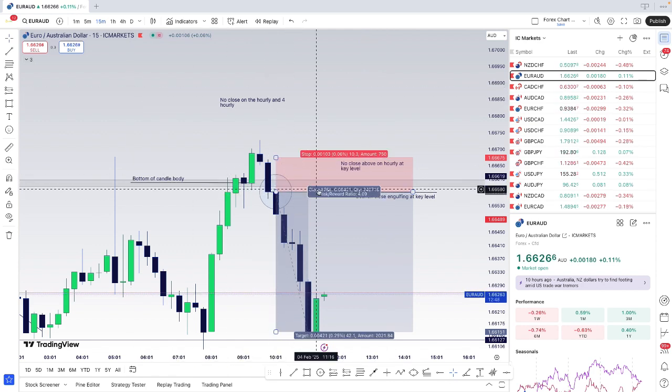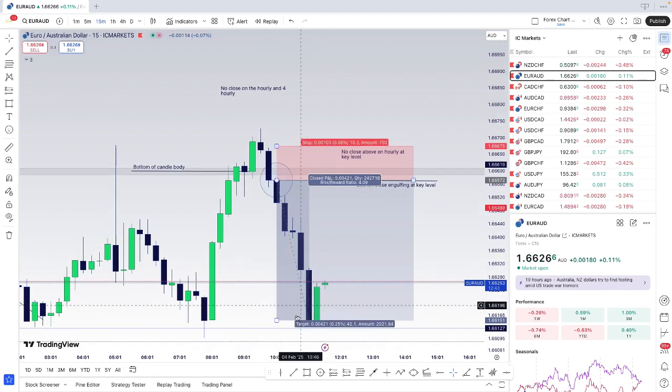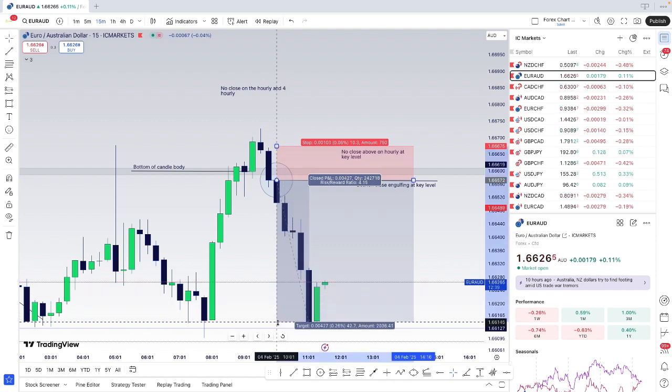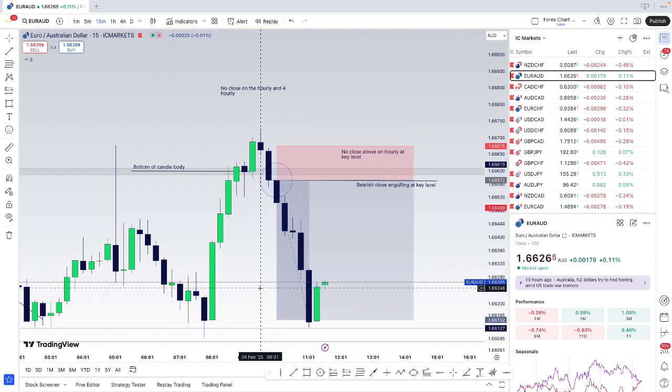Okay, brilliant. Then we've got our entry. Now we're looking at a reversal. Where are we going to look to target? Wherever you want. This is all dependent on your risk tolerance.